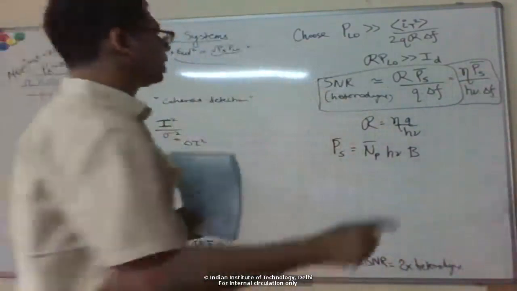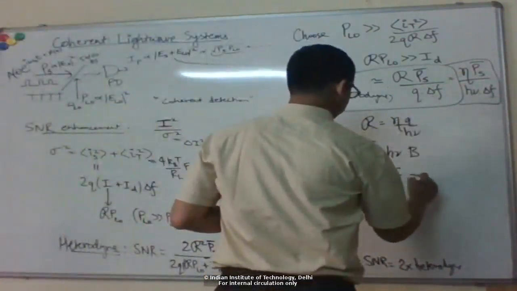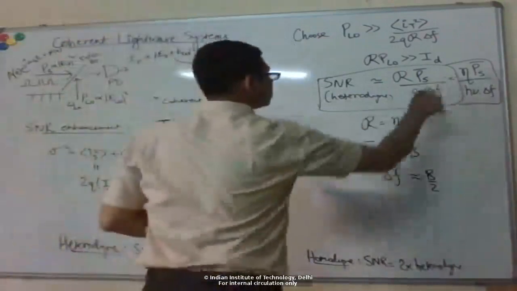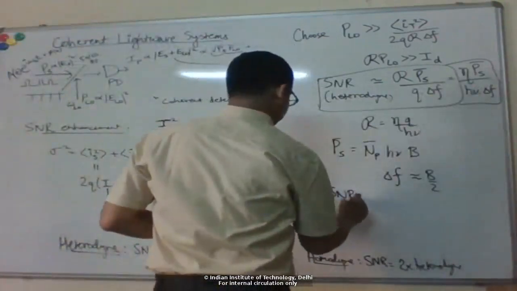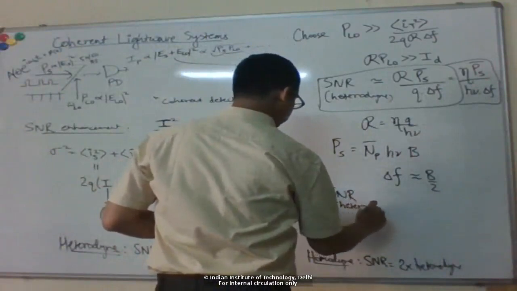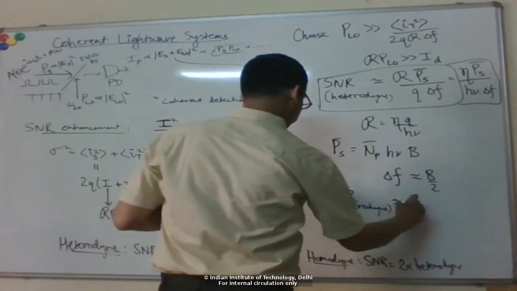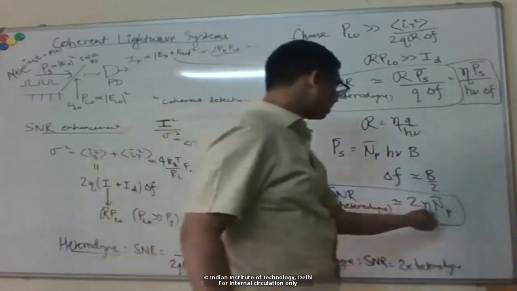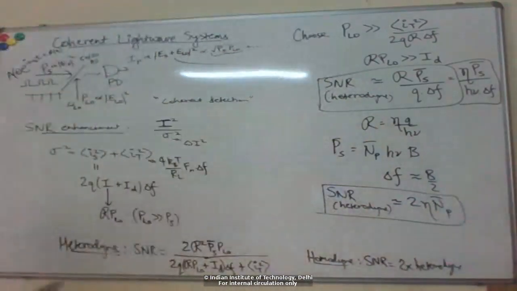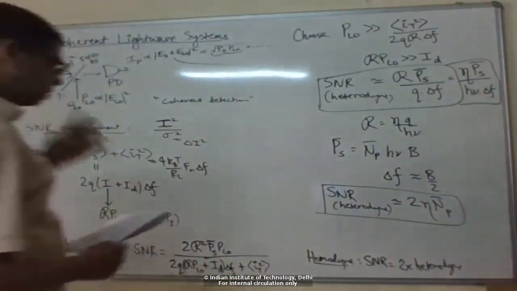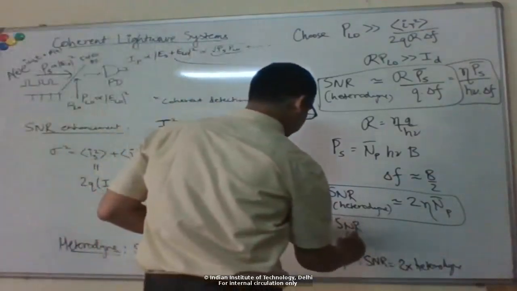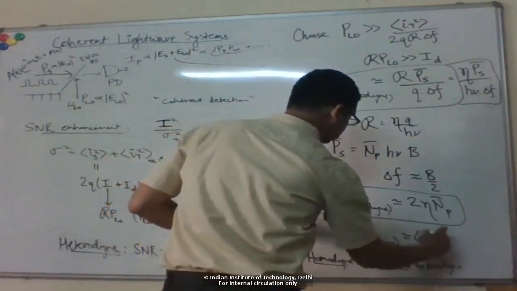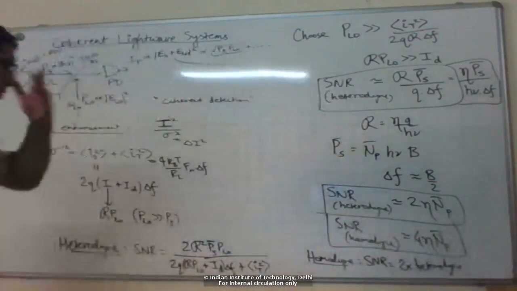Right, and then we could put a typical receiver 3 dB bandwidth of roughly half the bit rate. So if we substitute that in here, you can see that SNR for heterodyne comes out to be just 2 times the quantum efficiency of the detector times the number of photons per bit. Okay, and again for homodyne, it will be twice. So this will be 4 times. Okay, so you can see that.